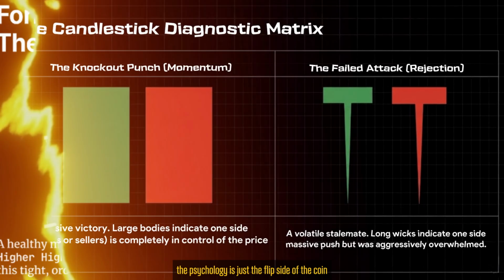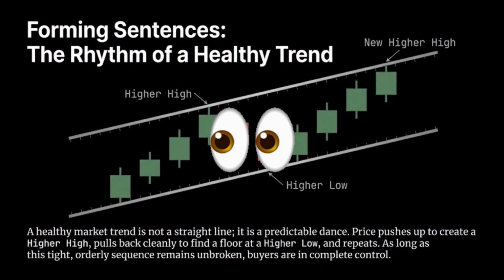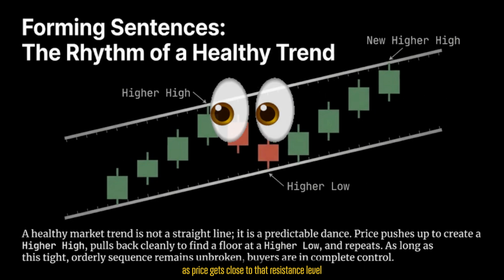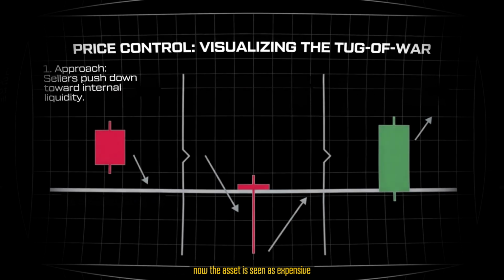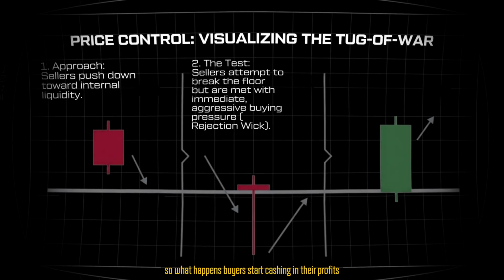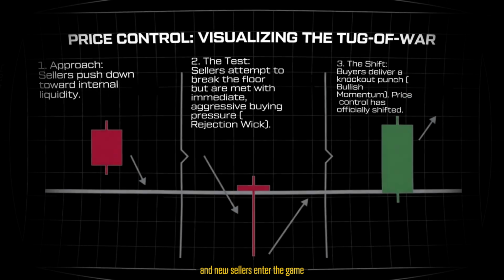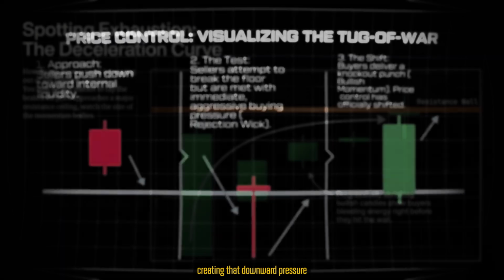And yep, the psychology is just the flip side of the coin. As price gets close to that resistance level, the collective thinking shifts. Now the asset is seen as expensive. So what happens? Buyers start cashing in their profits, and new sellers enter the game, creating that downward pressure.